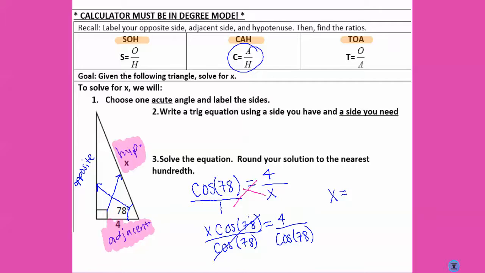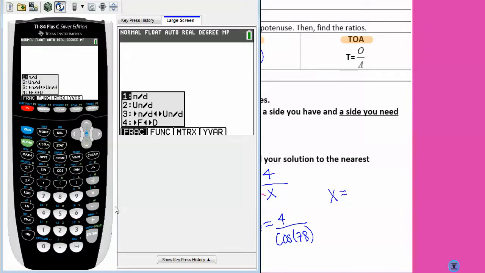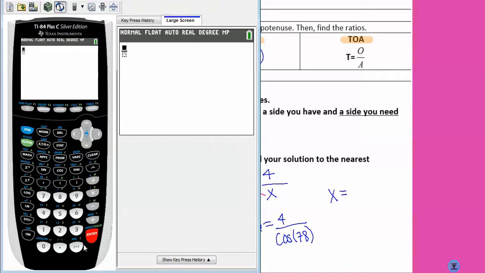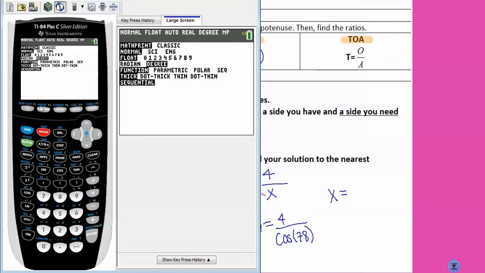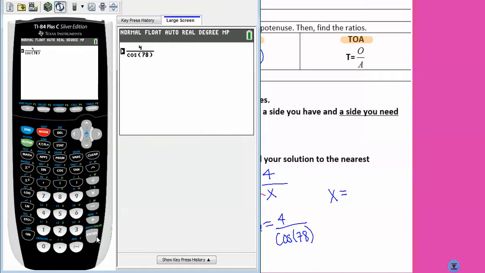We're going to plug into our calculator. To get the flat fraction like that, to make things easier, you can push alpha, y equals, enter. So we have 4 over cosine of 78. Close our parentheses. Real quick, make sure your mode is in degree mode. And we get that x is 19.239.